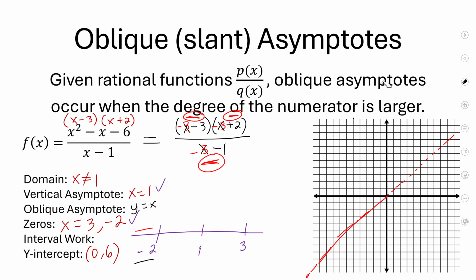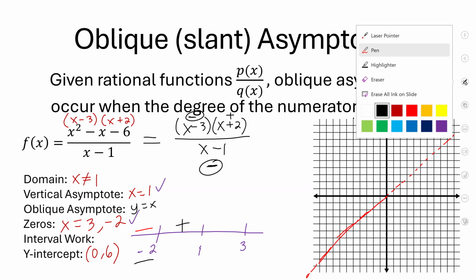All right, now let's try plugging in a number between -2 and 1. What should I plug in? 0? Perfect. Okay, so if I plug in a 0, let's see what I will get. I'll get a negative here, a positive here, and a negative here. Do I have an even number of negatives? Yep, this is a negative and this is a negative. That's 2 negatives. That's even. That will be positive.